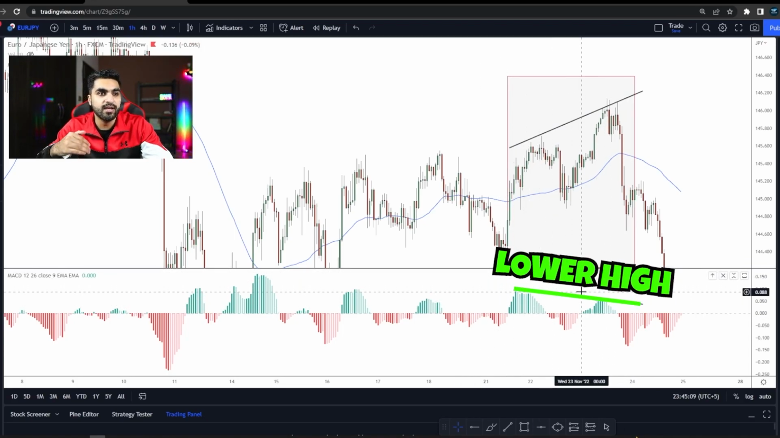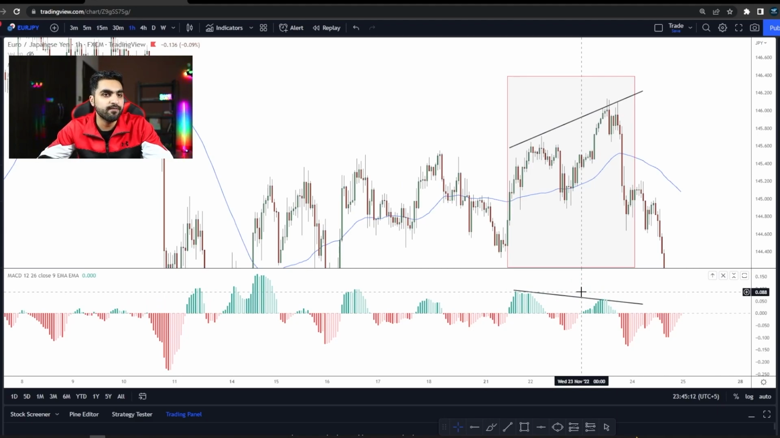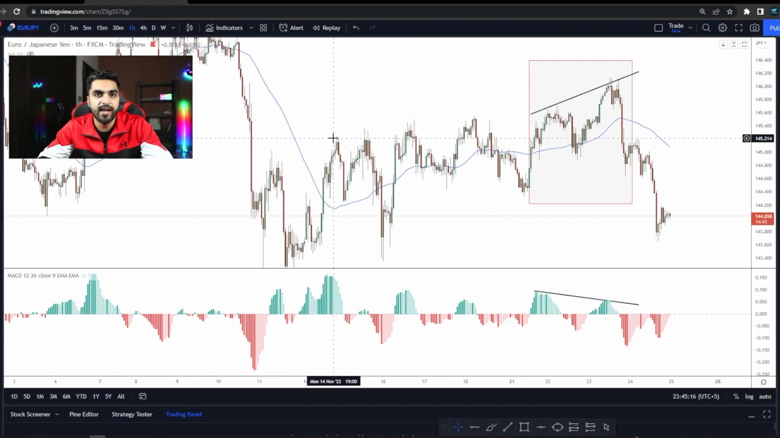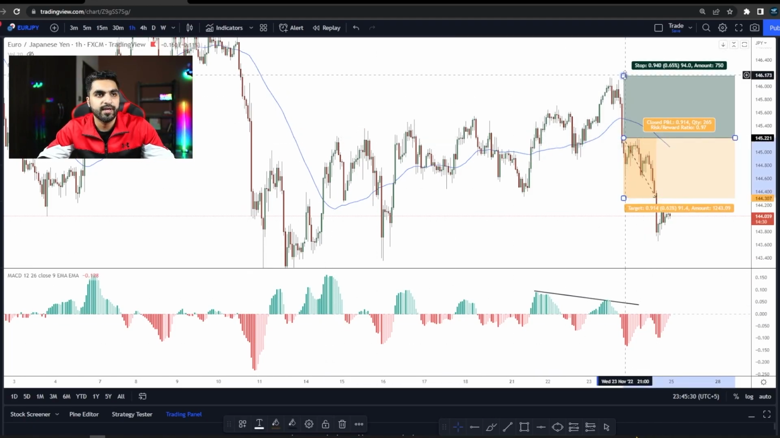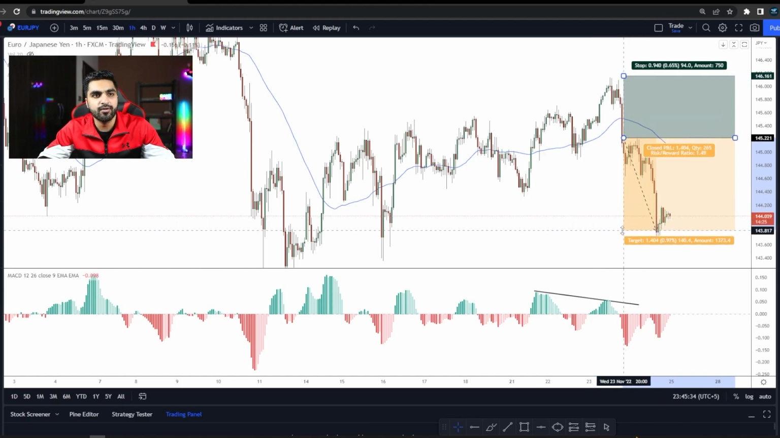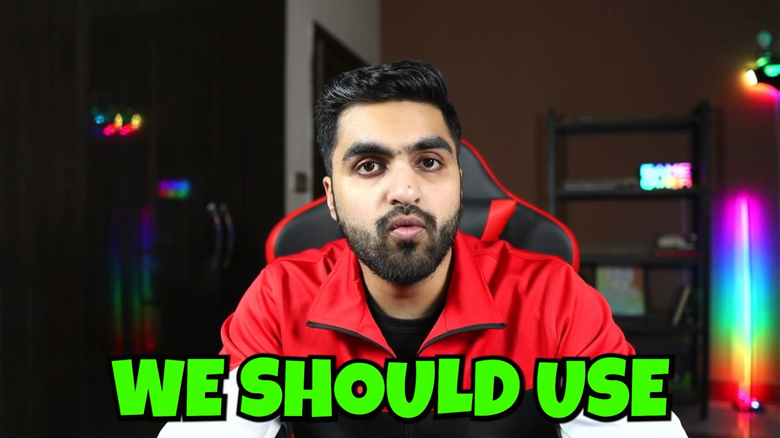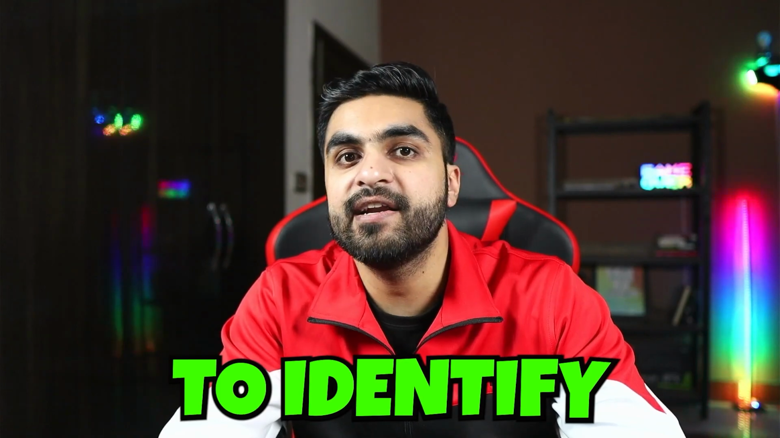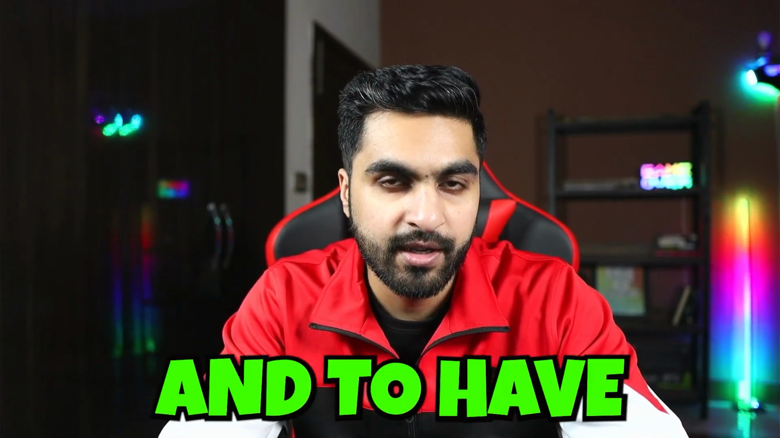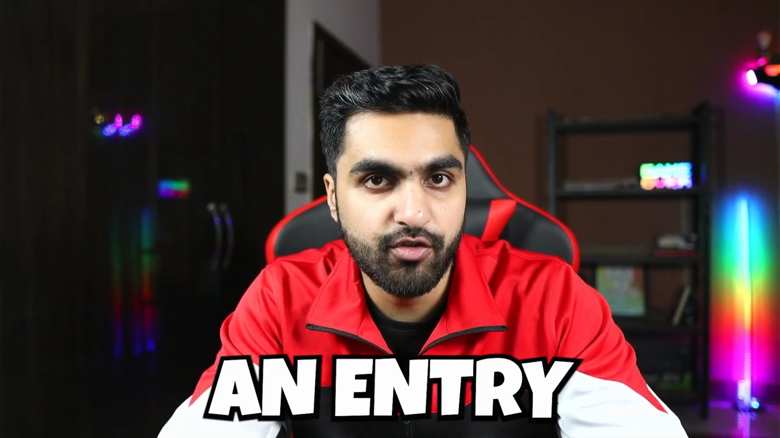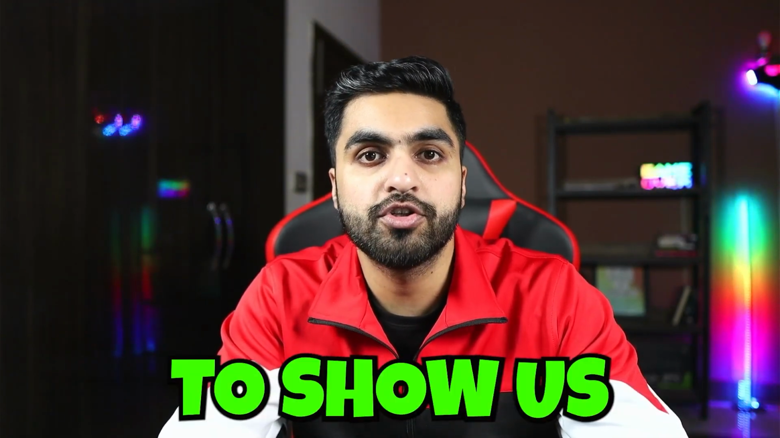That means there is definitely a lot of divergence, and we will simply continue our trend to the downside as we have a sellers trend. So anywhere we place our trade from here, put our stops right at the area from where the pullback ended, and our target at 1.5 risk to reward ratio is definitely a good trade opportunity. That's how we should use the moving average to identify the overall trend of the market, and to have confidence so we can identify from where we need to take an entry, we use the MACD indicator to show us some divergence.